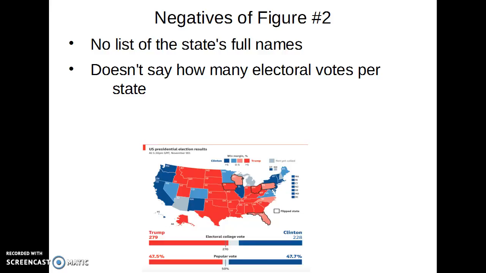Lastly, I think the main positive about this data visualization is the fact that it's a map, as it makes it easy to understand and interpret the information, and it's more appealing. On the other hand, the map doesn't say how many electoral votes there were per state. It would make it easier to understand, and it should do this by putting the number of electoral votes on each of the states.